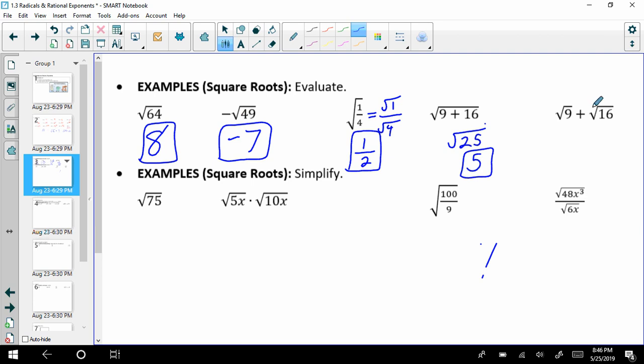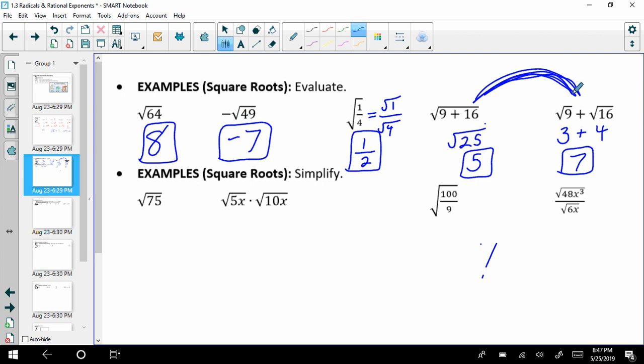Now, the next property is different. I cannot add those together because they are each their own separate square root. So all I can do on this one is simplify each and then see if I can combine them. So the square root of 9 is 3, the square root of 16 is 4, and I get 7. See how these two, I put them next to each other on purpose. They look similar, but they gave me very different answers.